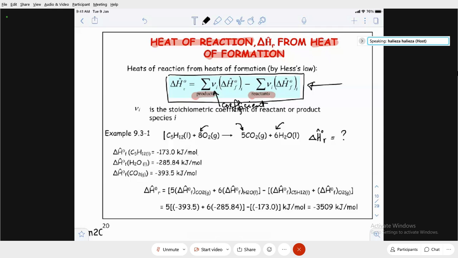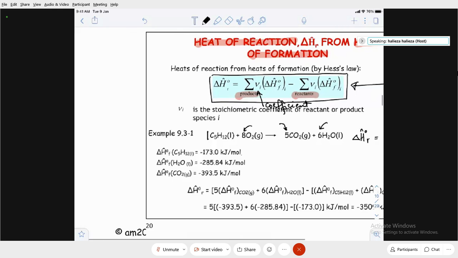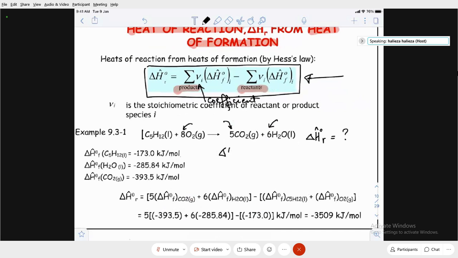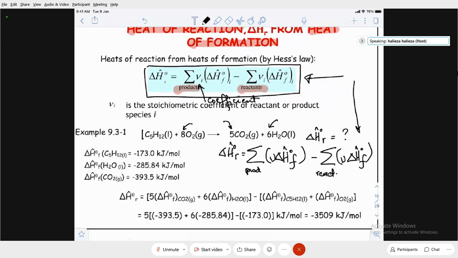So if you use that equation, your heat of reaction is equal to sigma of your products formed, your coefficient, the number in front of the chemical, and your heat of formation, minus the sigma of your reactants, your coefficient, and the heat of formation. I'm repeating the same equation over here. If you rewrite it, this is more or less what you will come up with.